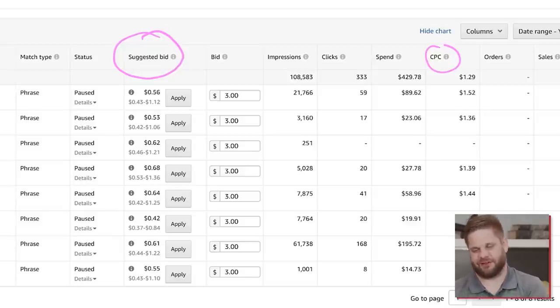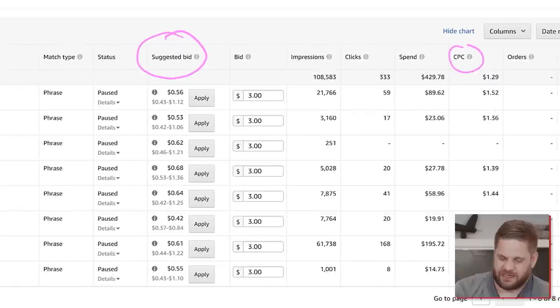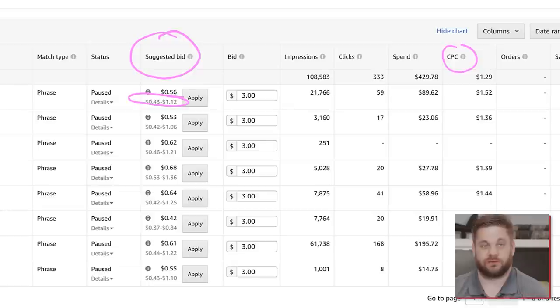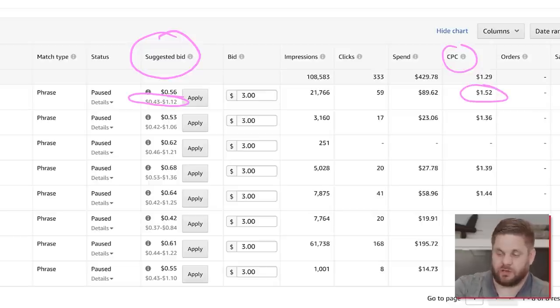Yeah, this is a really good point. So on this specific keyword, Camp Axe is this top one. Amazon is saying that the bid should be between 43 cents and $1.12. Don't trust this. All right, don't trust this because you can see that our actual cost per click was $1.52. That means that all these people that are saying, hey, you can gauge relative competitiveness based on the suggested bid.